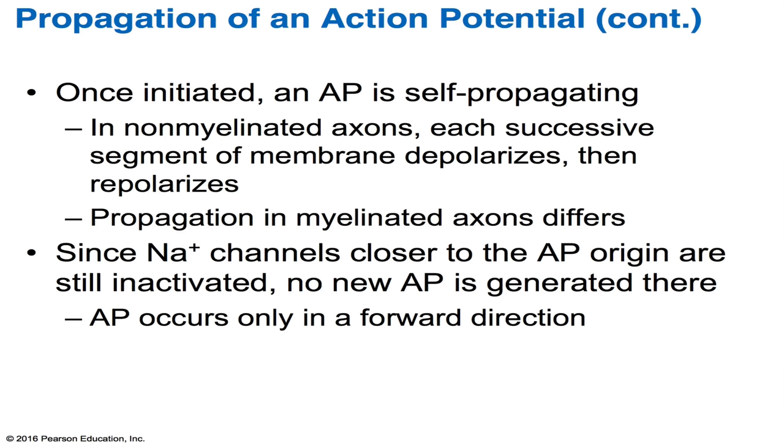And this happens at a very fast speed, at a rate of about 100 meters per second, whereas in non-myelinated axons it happens much slower, at a speed of only 2 meters per second. Since the sodium channels closer to the action potential origin are still inactivated, new action potentials cannot be generated there. Action potentials occur only in a forward-moving direction.